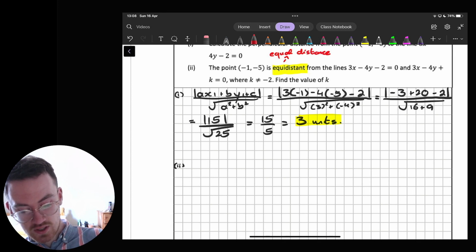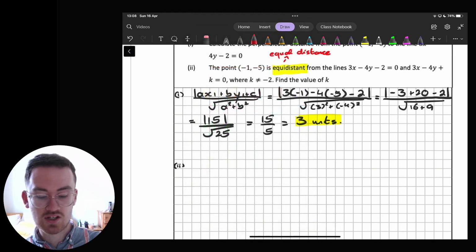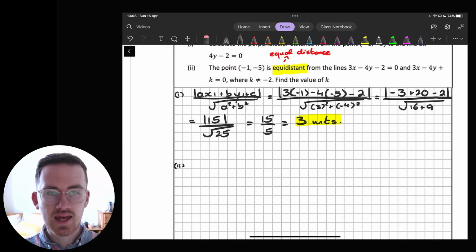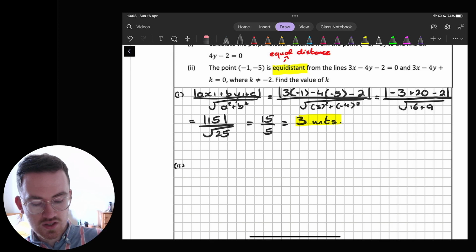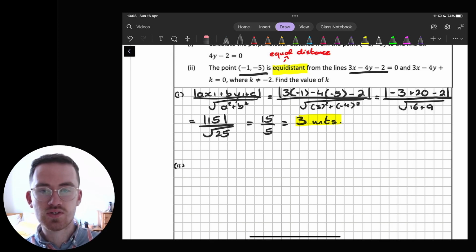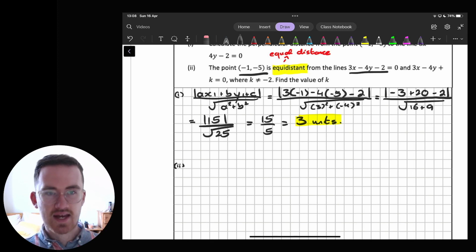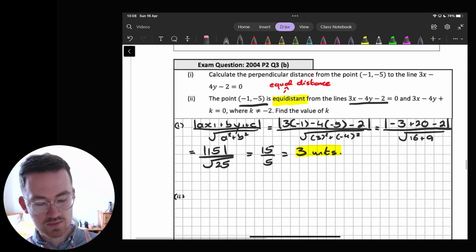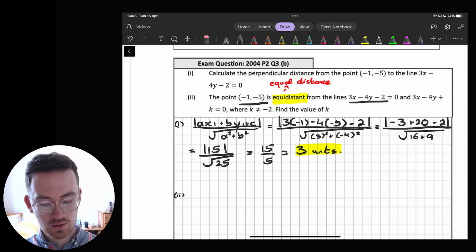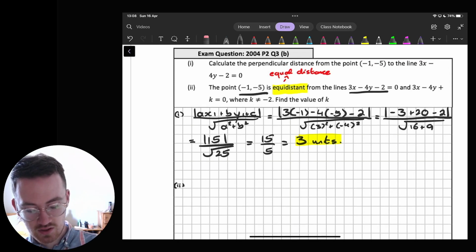So it means that this point is an equal distance between each of these 2 points. So if we want to find out what k is, we need to find the distance from this point to this first line, and then use that in answering with the second line. So let's find the distance between this point and this first line, which is actually the answer from the first part. So we know that the distance is 3 units. So let's set that up.